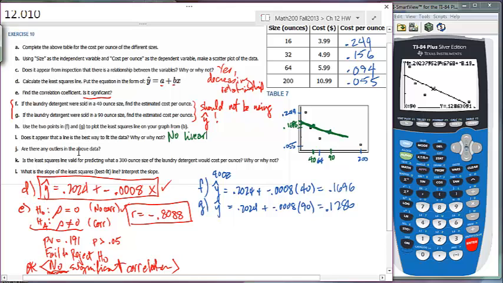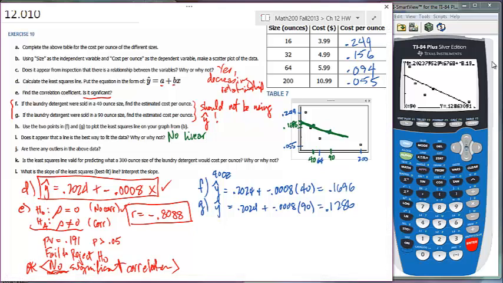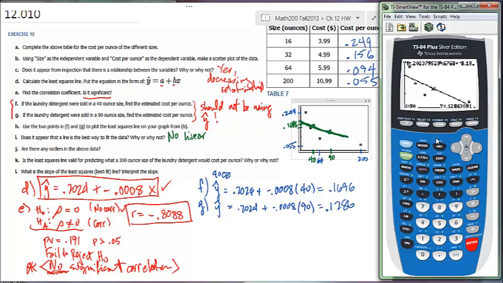Question J, are there any outliers? And the outliers are defined to be the points that are far away, and the general rule of thumb that they ask is 2 standard deviations. So what is the standard deviation for this?